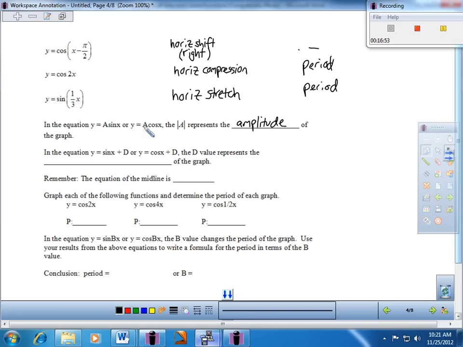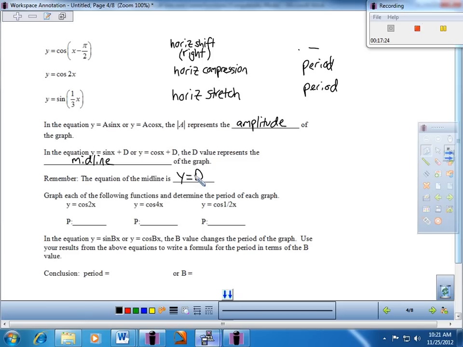The other thing we found is putting a number on the back. That's going to be what's called our d value, as you'll see. So d is going to represent the midline. So the factor out in front, everybody, in essence is your amplitude. The number on the back is basically your midline. And then remember the equation of the midline, it doesn't make too big of a difference here, but just remember it's a horizontal line, so that's all.